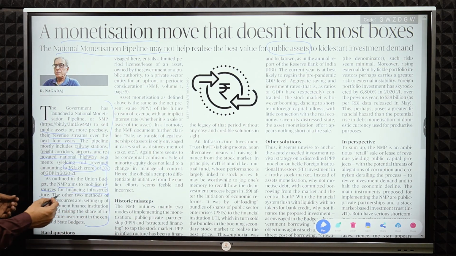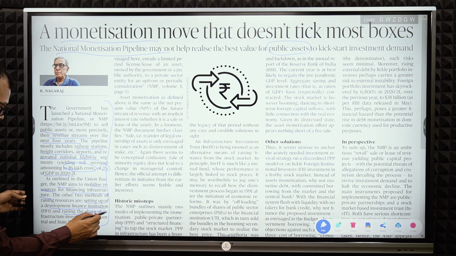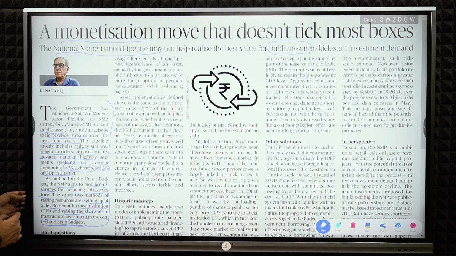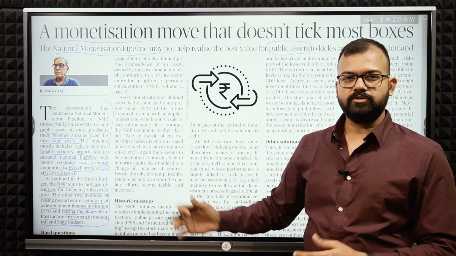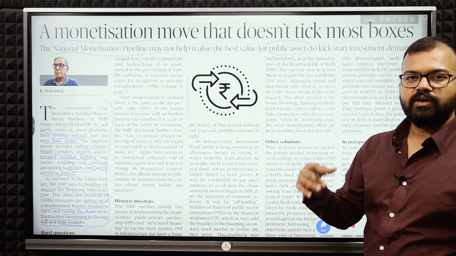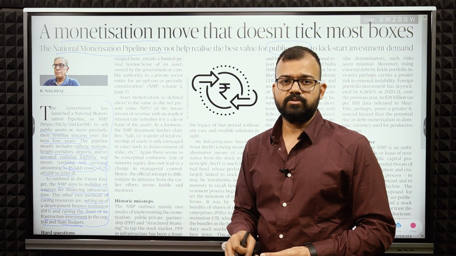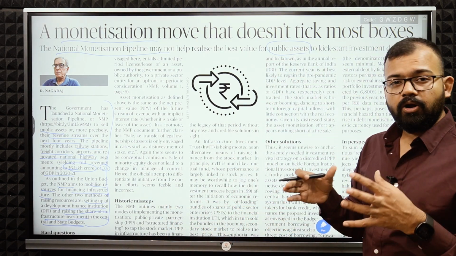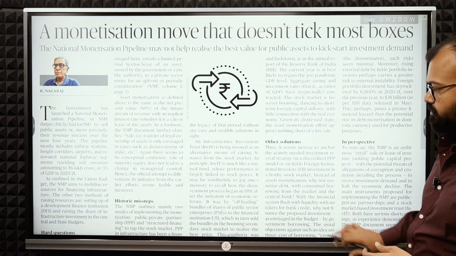Here you see the other two methods are raising resources, like setting up a development finance institution, and raising the share of infrastructure investment in the central and state budgets. Why? Because today we create infrastructure, tomorrow we will reap it. So it is a kind of capital investment. If you have read Heckscher-Ohlin theory, or the growth and development theories, such as unbalanced growth, Hirschman and others, they have given a lot of importance to infrastructural development.